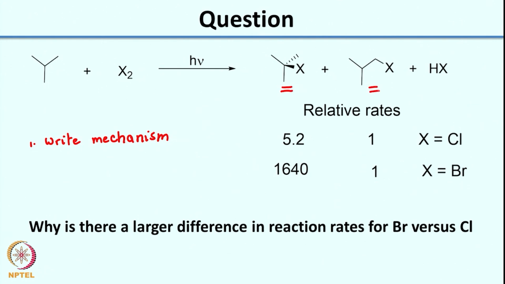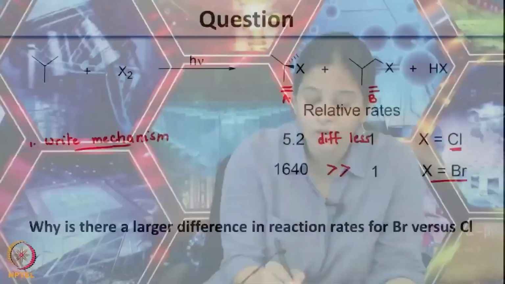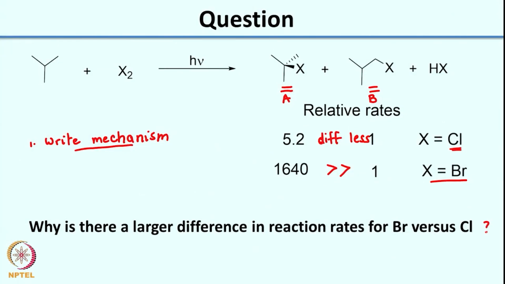Now, a curious observation is that when X is chlorine, the rates are almost similar, or the difference is less. But when X is Br, you have a much larger rate for formation of product A as compared to product B. So, for the next lecture, the homework that I would like you to do is write the mechanism and think about why there is a larger difference in reaction rates in the case of Br as compared to Cl, and we will be looking at this in the next lecture. So, thank you.